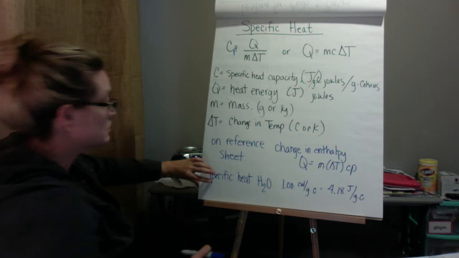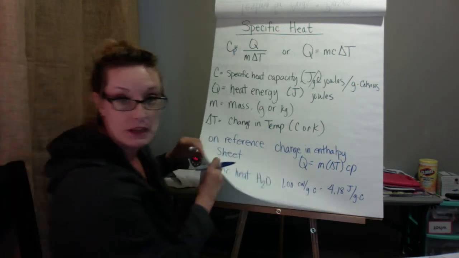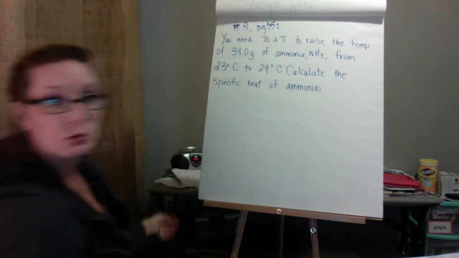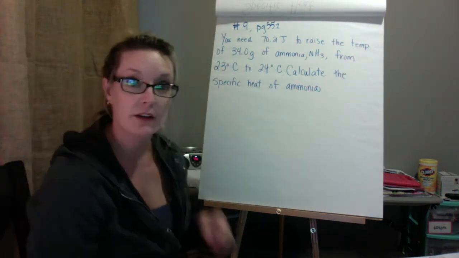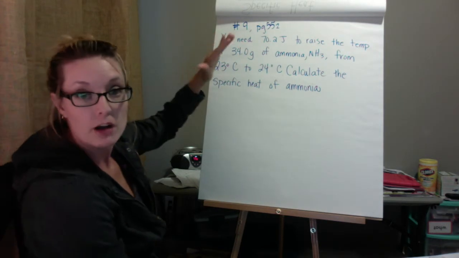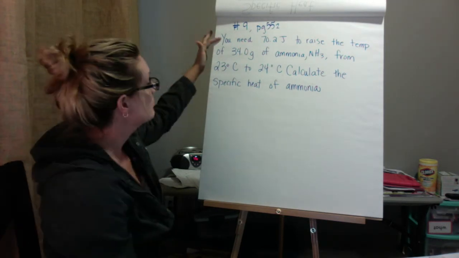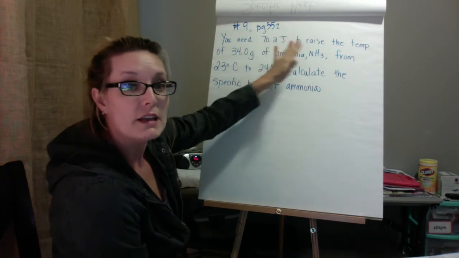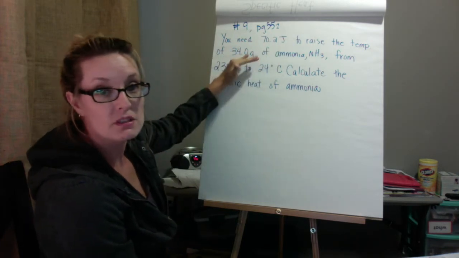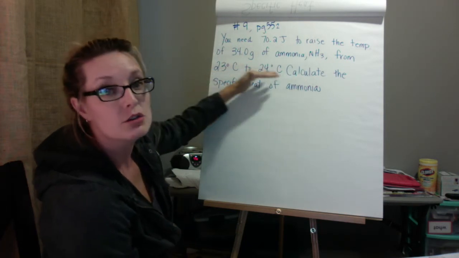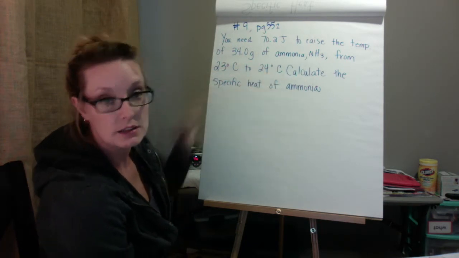All right, so let's work through a problem. You can pause the video if you need to write those things down. The problem that you're going to want to write down and work out with me is on page 552, number 9 in your book. So I'm going to work through it here. If you need to, pause, write, and then play again. You need 70.2 joules to raise the temperature of 34 grams of ammonia, which is NH3, from 23 degrees to 24 degrees. Calculate the specific heat.